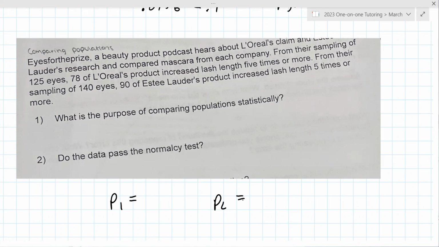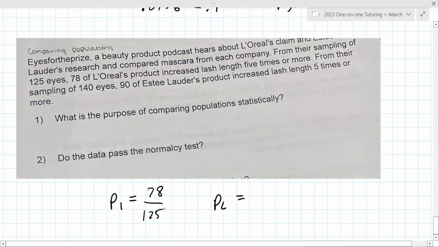P1 is 78 over 125. Good. And P2? 90 over 140. Very good. All right.